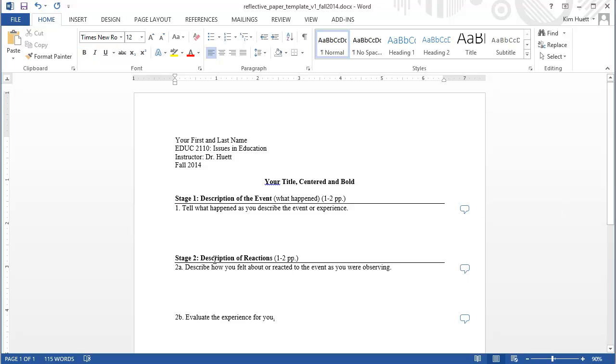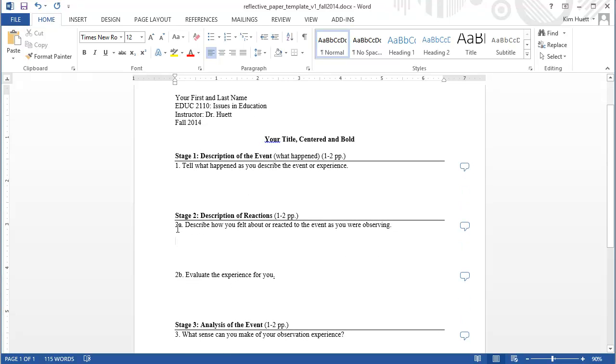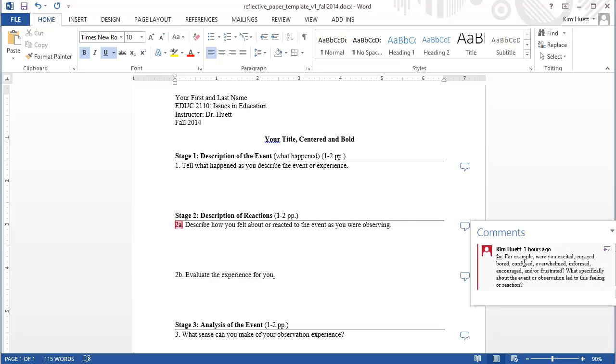Okay. Description of reactions. We've got a bubble next to 2A and 2B. So if these two, like for me even, because I did not create this template, guys. This is a required format that I'm having to guide you through. Even for me, I might not know what is the difference between describe how you felt about or reacted to the event as you were observing versus evaluate the experience for you. Those seem very similar to me until you read the little comments. 2A is about were you excited, engaged, bored, confused, overwhelmed, informed, encouraged, and or frustrated? What specifically about the event or observation led to this feeling or reaction?